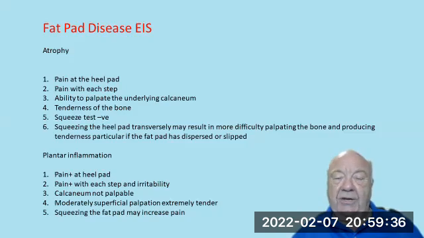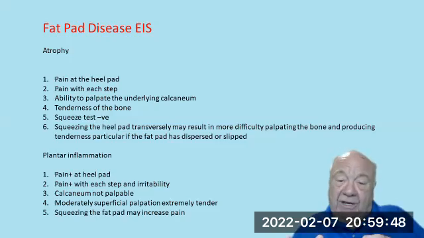Now, you may be able to do this with atrophy. If you squeeze the fat pad together, now we're not squeezing the calcaneum, now we're squeezing the sides of the fat pad, squeezing together, and then palpating into the fat pad. And often you can get enough fat pad together that you lose the ability to palpate the calcaneum, and it becomes much less tender.